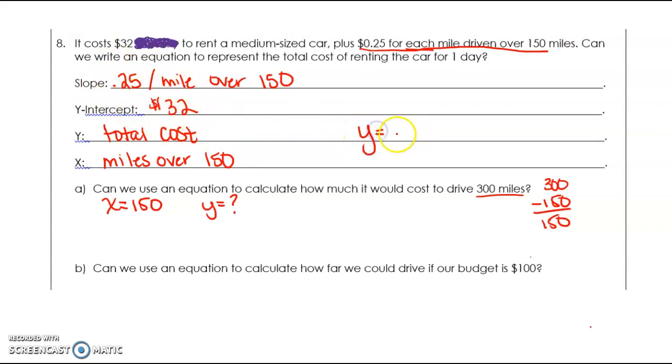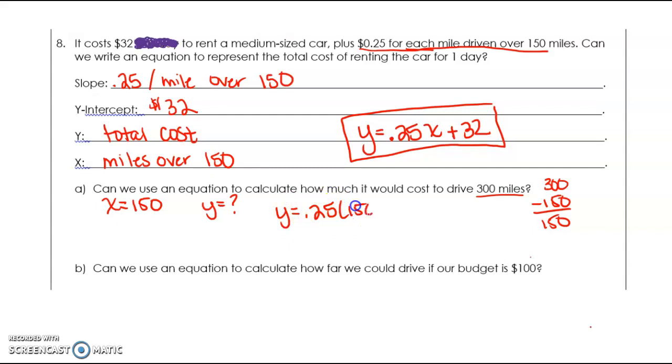So y equals 0.25x plus 32. Once you're able to identify that slope and intercept, it is super easy. So now I'm going to plug in 150 to be my x and calculate this out. So how much is it going to cost me to drive 300 miles? I'm going to take 0.25 times 150 plus 32, and it's going to cost me $69.50.